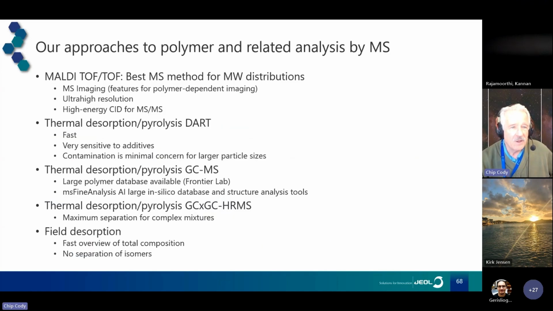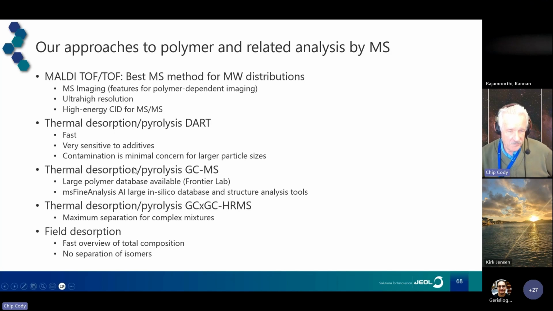So out of all this, of course, I didn't talk very much about MALDI-TOF-TOF, but as you all know better than I, MALDI is probably the best way to look at polymer molecular weight distributions by mass spectrometry. Thermal desorption and pyrolysis is fast. If you do this directly in the DART, it's very sensitive to additives. And for DART, contamination is minimal concern if you have a big sample size. I mean, we can essentially stick an O-ring right in the DART gas stream. But what we're missing, of course, is detailed information for each compound for both additives and for pyrolysis products.